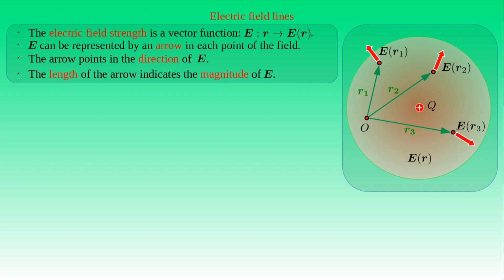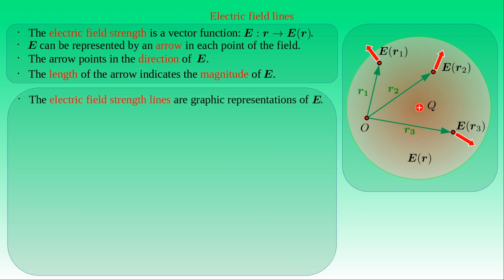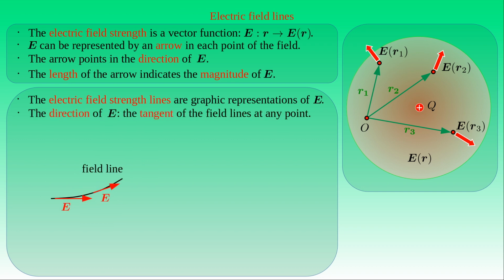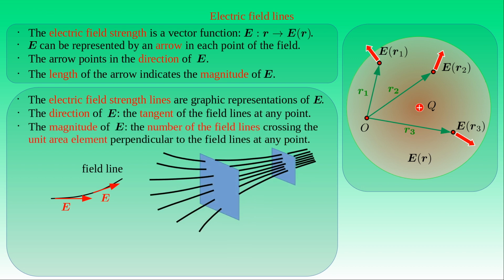However, such a representation is not convenient if we want to give a detailed description of the spatial distribution of the electric field. A possible solution to this problem is to represent the electric field by electric field lines, or simply field lines. In this graphical representation, the relationship between the field lines and the electric field is the following. The tangent to a field line at any point gives the direction of the electric field E at that point, and the number of field lines crossing a unit area element perpendicular to them at any point is proportional to the magnitude of the vector E at that point.